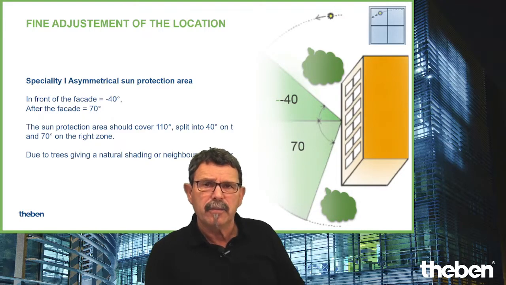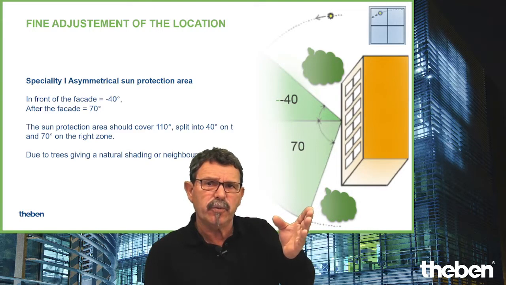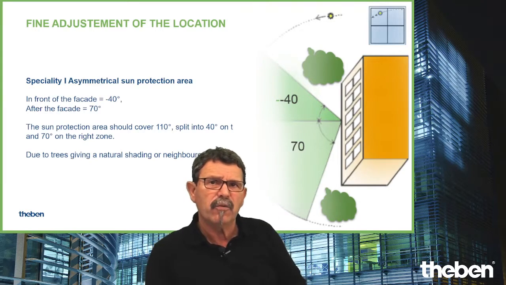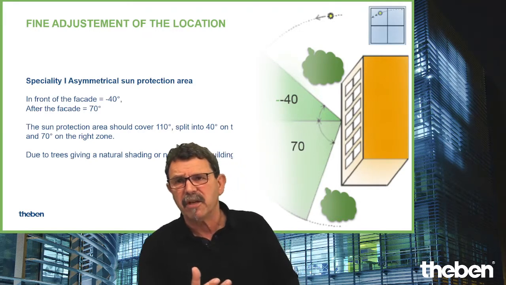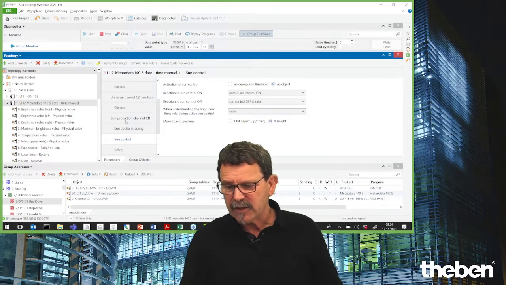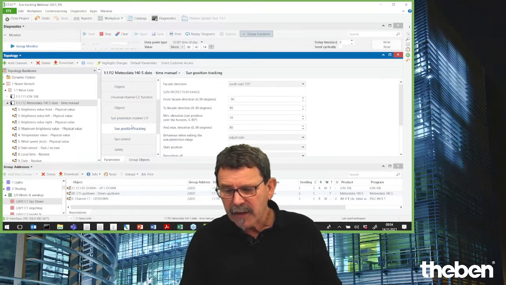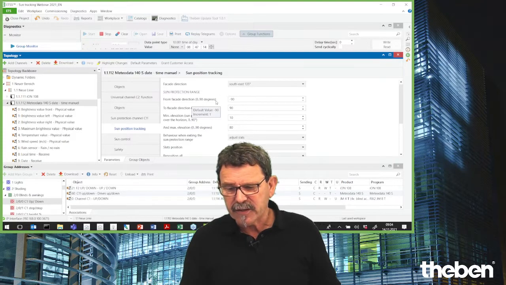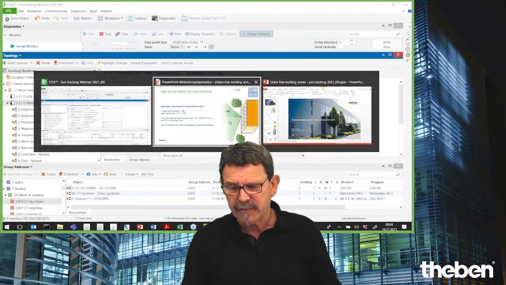It makes sense just to have the shading in between this angle, in this case of 110 degrees, and this you can adjust. Where you can do so, you can adjust this exactly in this position here. It is before the facade and after the facade. Finally, here you can set the reasonable values.